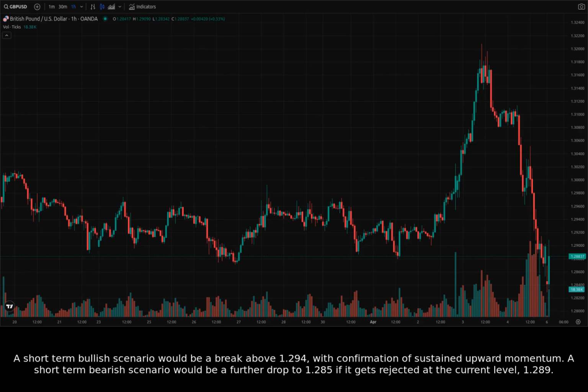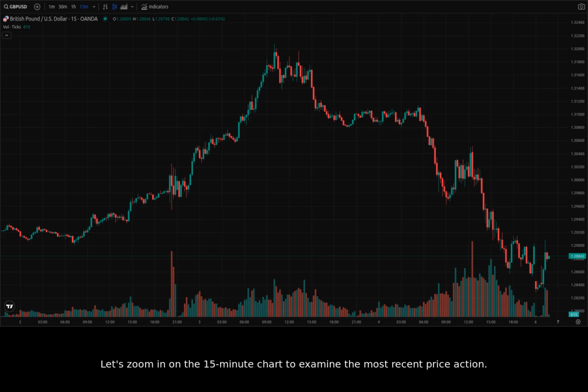A short-term bullish scenario would be a break above 1.294, with confirmation of sustained upward momentum. A short-term bearish scenario would be a further drop to 1.285 if it gets rejected at the current level, 1.289. Let's zoom in on the 15-minute chart to examine the most recent price action.